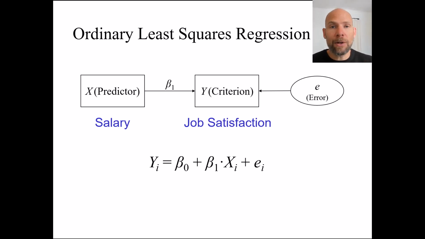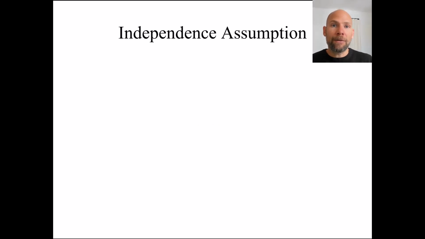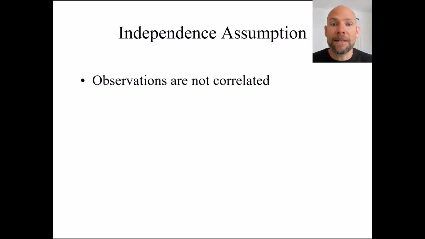Now, why do we also need to learn about multi-level regression analysis? The reason is that ordinary least squares regression comes with an independence assumption. Now, this independence assumption obviously does not concern the variables, so x and y are definitely not considered to be independent. Salary is supposed to be correlated with job satisfaction, so the variables would be related, but the independence assumption concerns the observations or persons.